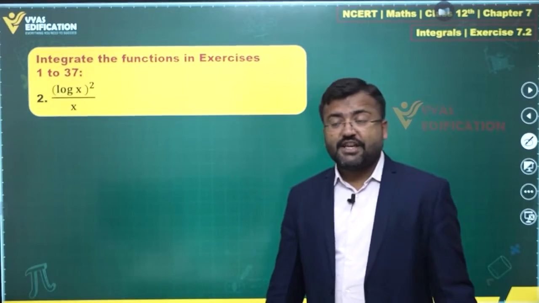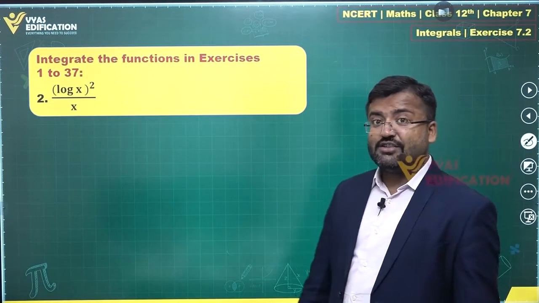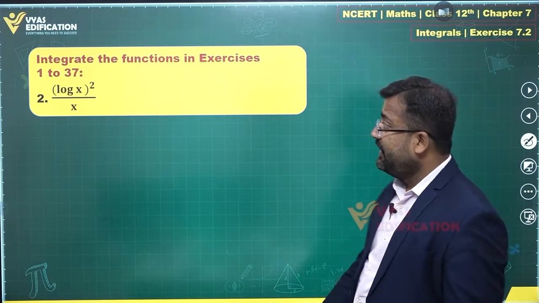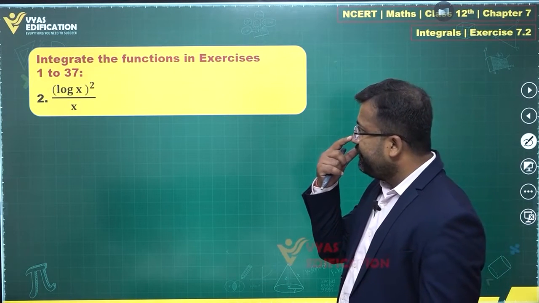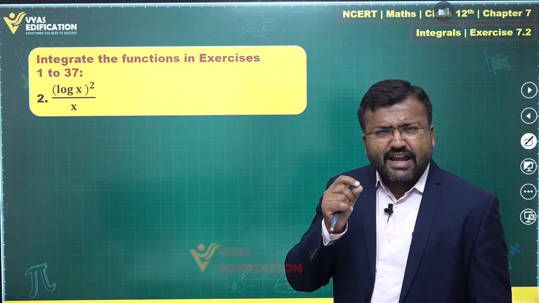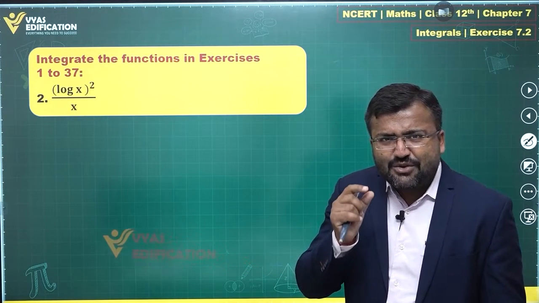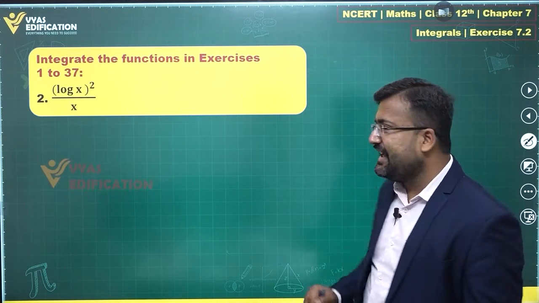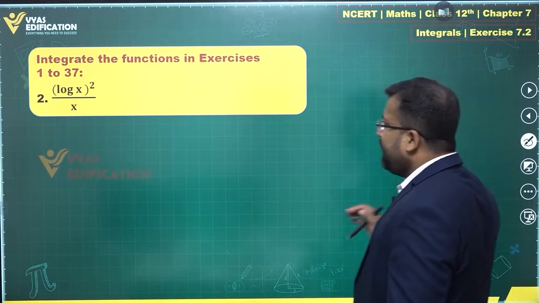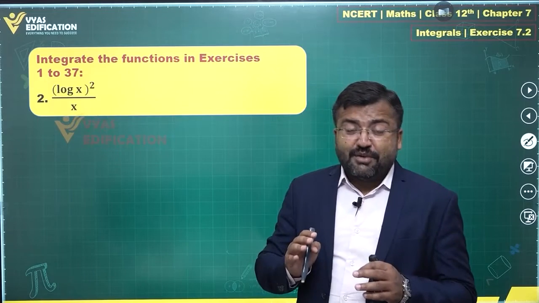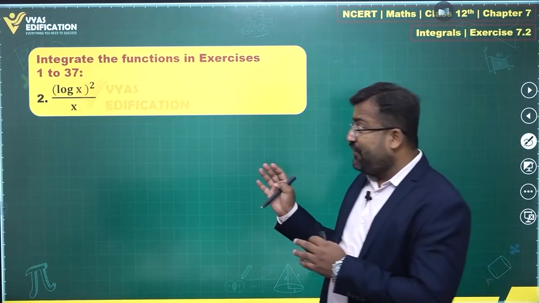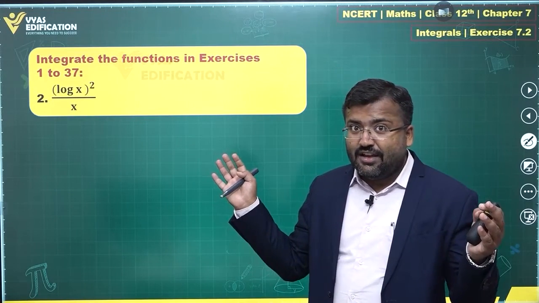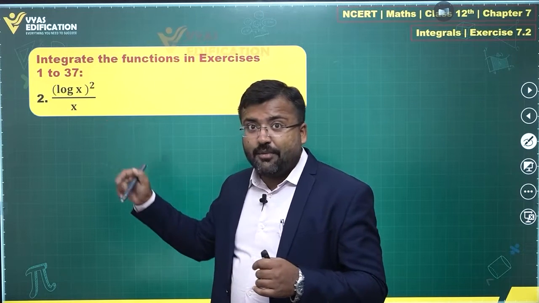The second question says, okay, we have log x and its square, right? And we have x in the denominator. So always think, anything complicated that you see, can you use substitution for that and simplify it somehow? That's the key, right? So we see, okay, log x in itself is pretty complicated. There's a square of log x, that's very complicated. But then there's an x also in the denominator.